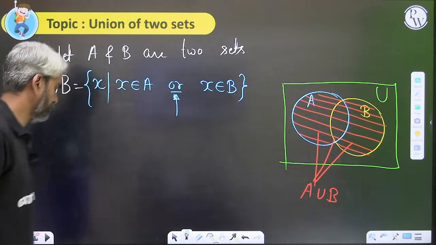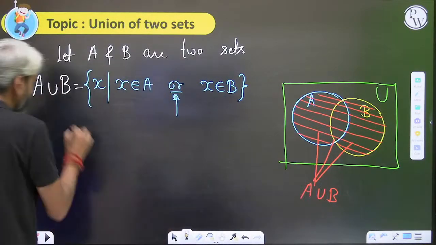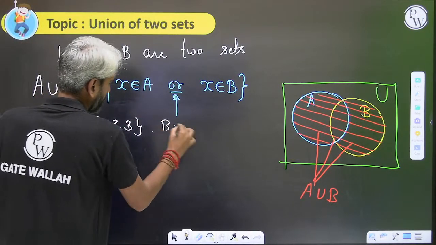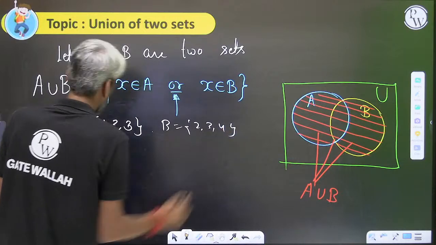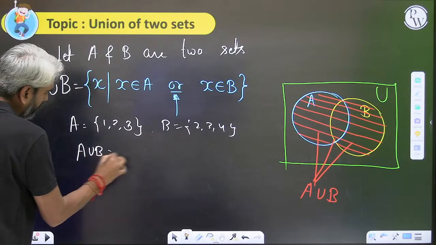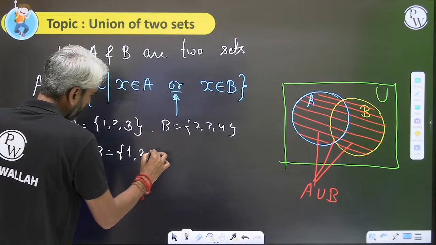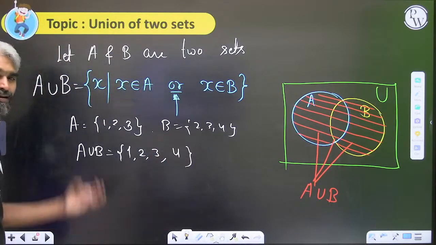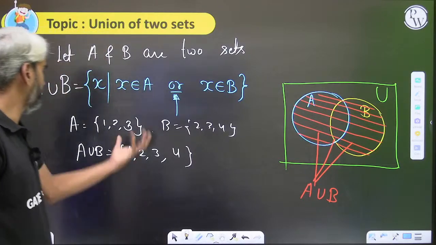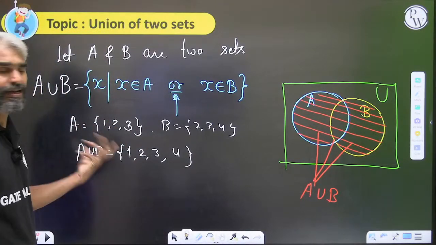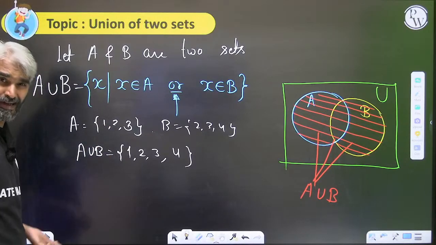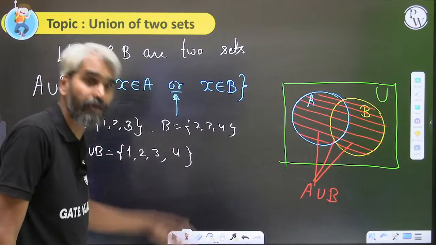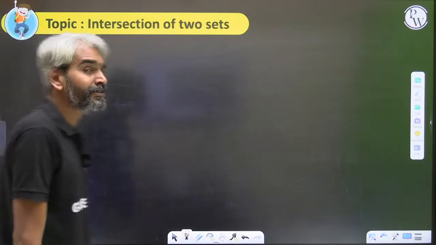Clear? So if I just give you an example fast, let's assume A equals {1, 2, 3} and B equals {2, 3, 4}. So what will be A union B? So the elements which are part of either A or B: 1 is part of A, 2 is part of A, 3 is part of A and 4 is part of B. So the elements in the union of A and B will be all the elements of sets A and B. Anyway, the elements will not be repeated because of the definition of a set. So you will not write 2 two times, you will not write 3 two times, etc. Okay, let's move to the next definition, that is intersection.